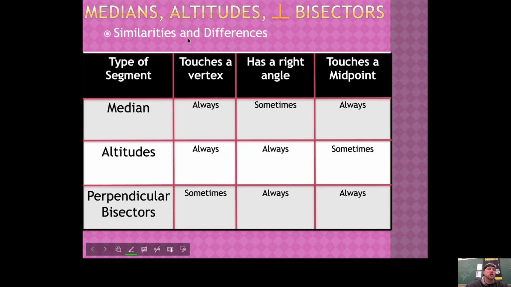So this chart shows the similarities and differences of medians, altitudes, and perpendicular bisectors. To be a median, it's got to touch a vertex and it's got to touch a midpoint. Is it allowed to have a right angle? Sure, but it doesn't need to. Altitudes must touch a vertex and have a right angle. They're allowed to touch a midpoint, but they don't need to. Perpendicular bisectors must have a right angle and touch a midpoint. Are they allowed to touch a vertex? Sure, but they don't need to.